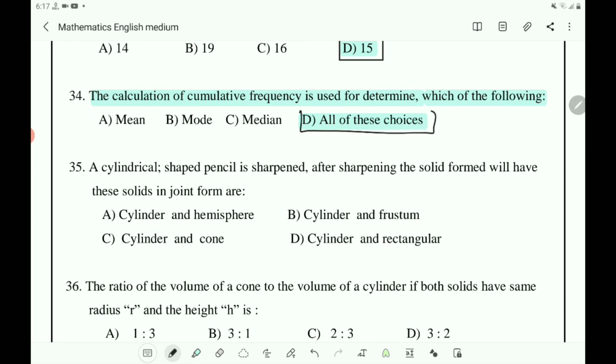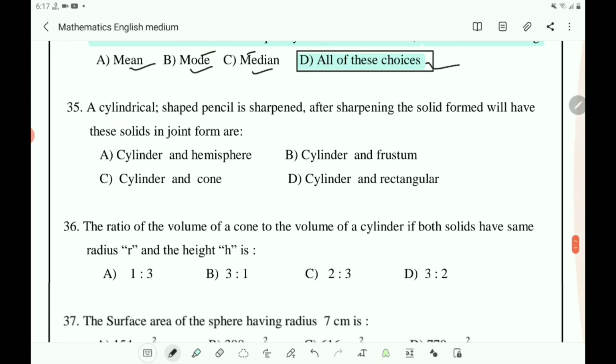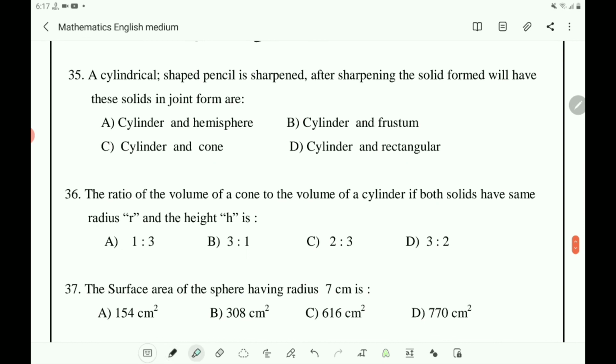So you take the option D is the answer, because cumulative frequency is needed to find the median. Cumulative frequency is needed to find the mode. By using these two, you will get mean. Therefore, you can take the answer D. Then you take the next question.